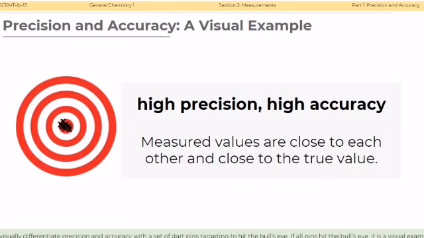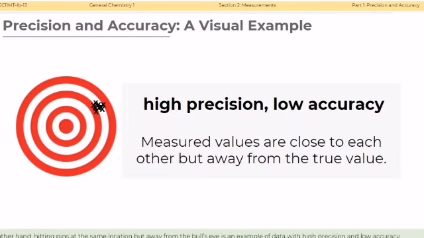We can visually differentiate precision and accuracy with a set of darts targeting to hit the bull's eye. If all darts hit the bull's eye, it is a visual example of data with high precision and high accuracy. On the other hand, hitting the darts at the same location but away from the bull's eye is an example of high precision and low accuracy.